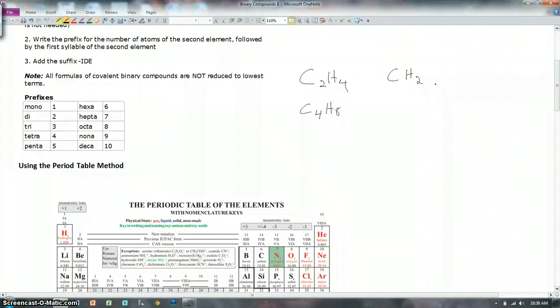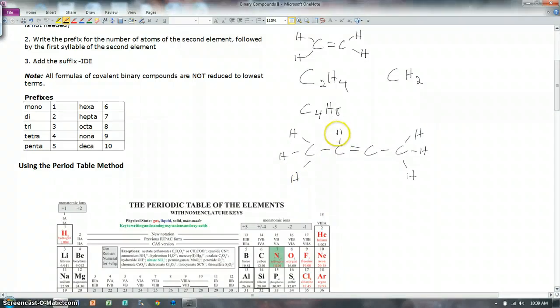They're very different molecules. C2H4 looks something like this, and C4H8 will look something more like this. So you can see the difference between these two molecules is very significant, and that's why we are unable to reduce in these cases.